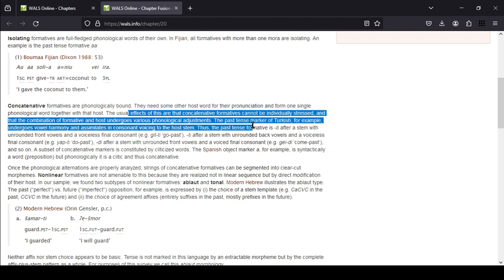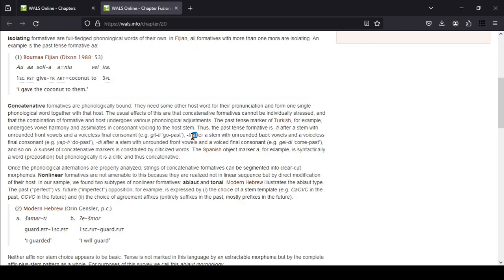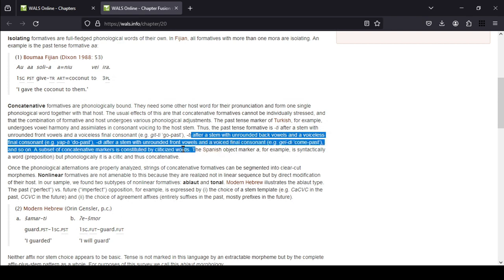The past tense marker of Turkish, for example, undergoes vowel harmony and assimilates in consonant voicing to the host stem. Thus, the past tense formative is T after a stem with unrounded front vowels and a voiceless final consonant. T, I'm assuming, after a stem with unrounded back vowels and a voiceless final consonant. D, after a stem with unrounded front vowels and a voiced final consonant, and so on.